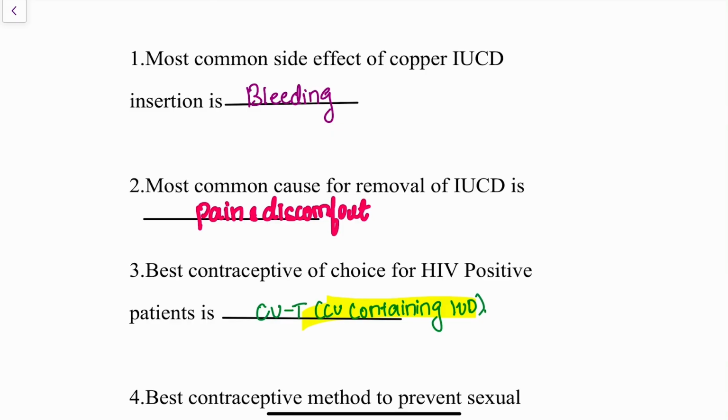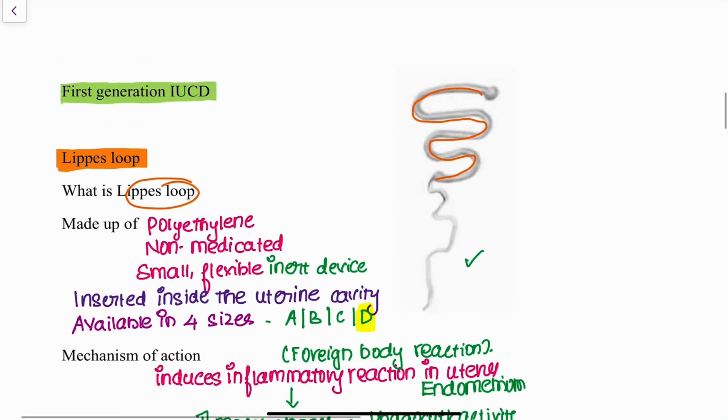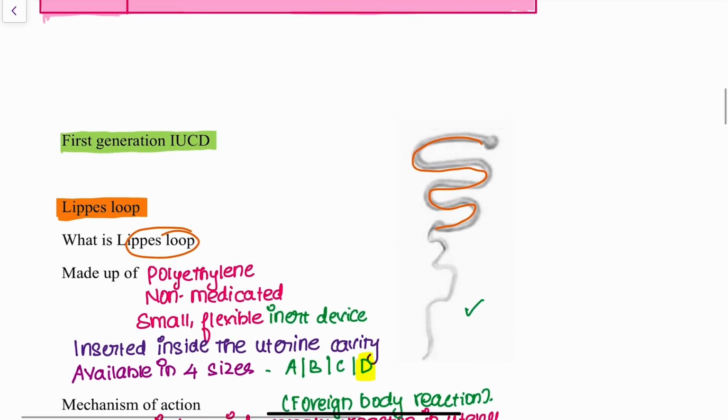Therefore, copper IUD can be used with great safety in patients such as HIV positive patients and patients with comorbidities such as diabetes mellitus. In such patients, since the other hormonal complications can be avoided, copper T can be used. Apart from that, stable heart disease patients can also use copper containing intrauterine contraceptive devices as the contraceptive agent, right? So this is all about the first and second generation intrauterine contraceptive devices which we have discussed in this module.